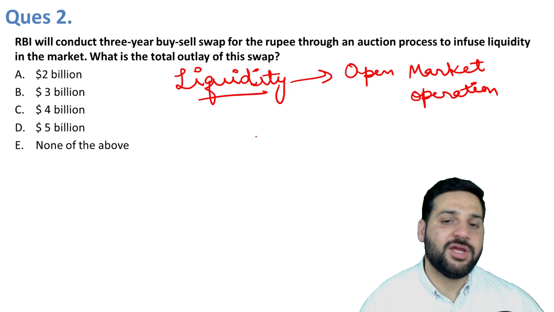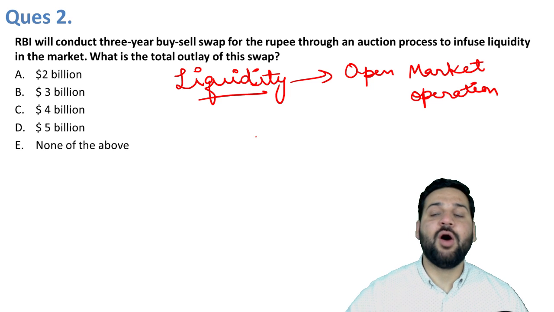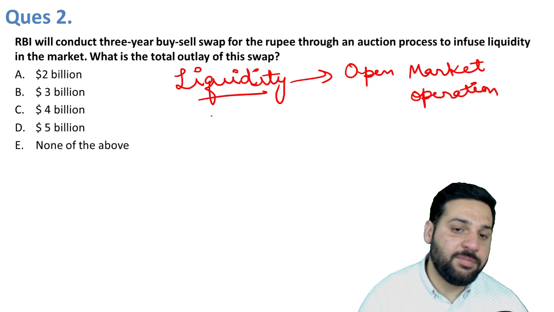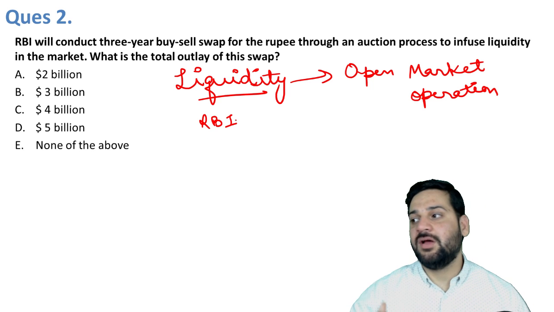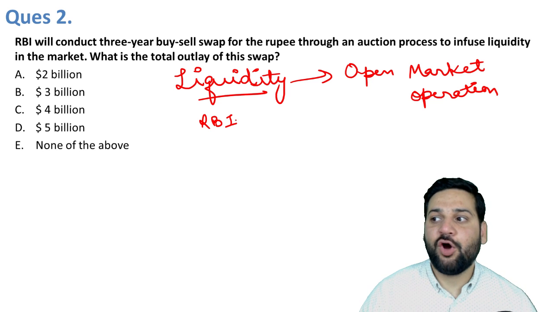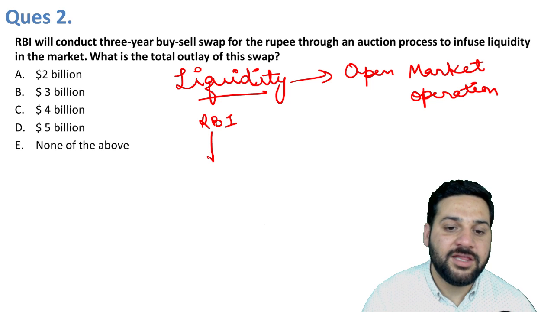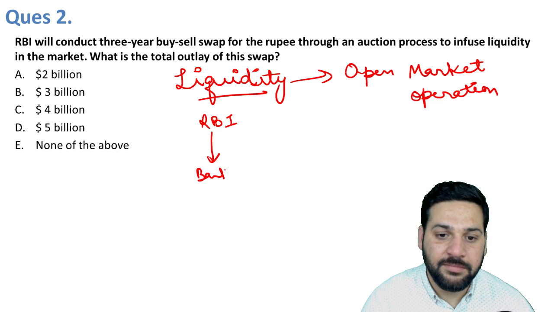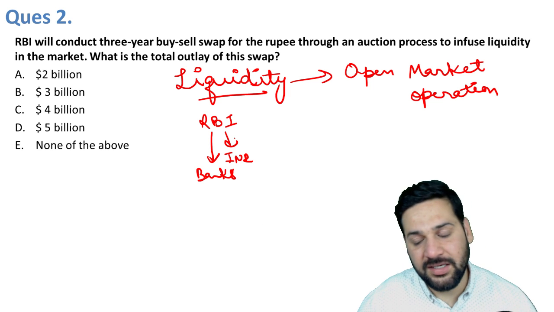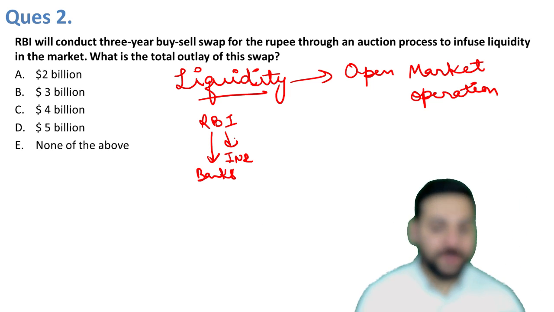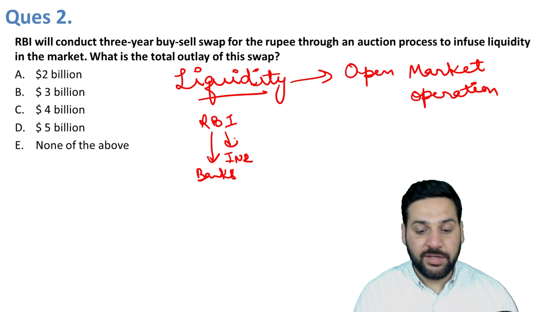Whenever there is a liquidity crunch, RBI buys and sells bonds from the commercial banks. Let's say there is a liquidity crunch in the economy, a lack of Indian rupee. What is RBI going to do? RBI will buy the bonds from banks and give them Indian rupees. The commercial banks will have more Indian rupees, and that will solve the liquidity crunch.